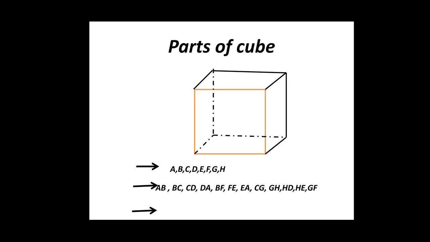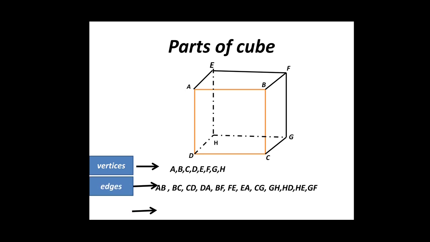So here are some parts of a cube, because it is a 3D shape. Okay, now the first part is vertices. What are the vertices here? A, B, C, D, E, F, G and H are the 8 vertices of the given cube. We have already studied this in 2D shapes also.